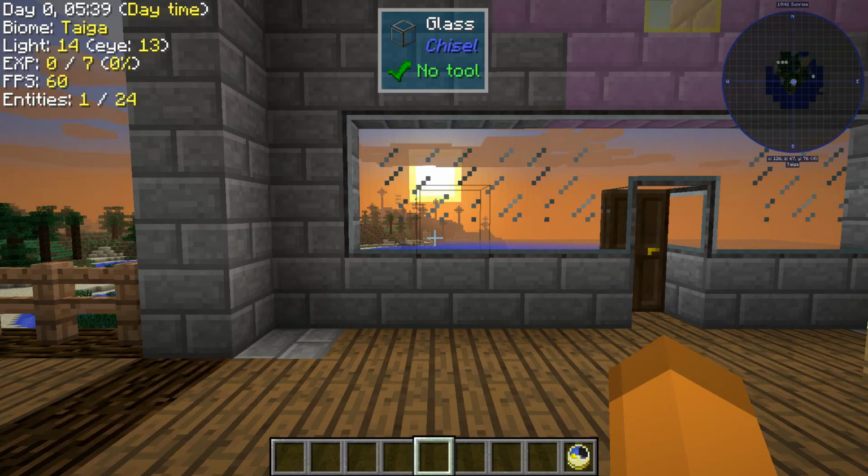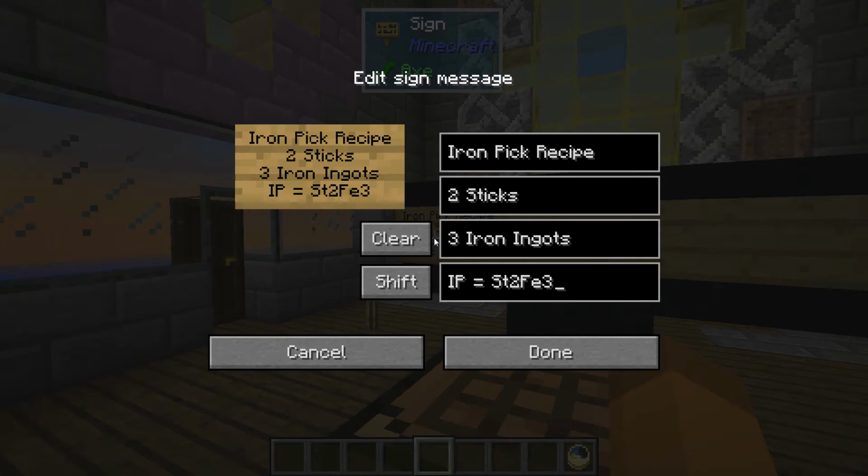We'll see. So first, let's review this recipe for iron pick. An iron pick is 2 sticks and 3 iron ingots. And we say that the name of this thing is an iron pick. We're going to give it a chemical symbol, IP, just as a shorthand because I don't have enough space on signs to write everything out really long. And we're going to say that it has a chemical formula of 2 sticks and 3 iron.